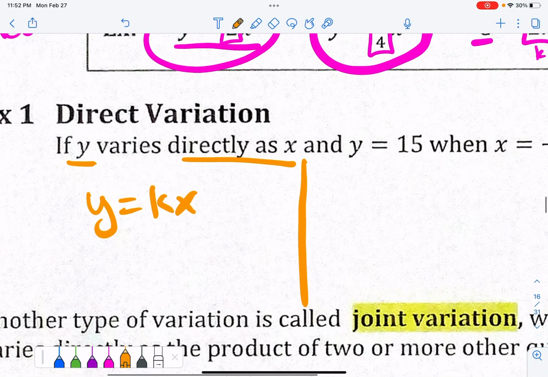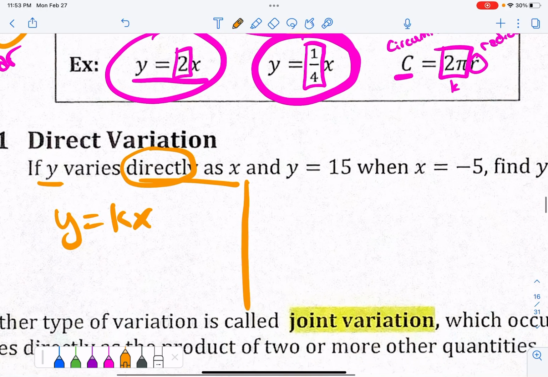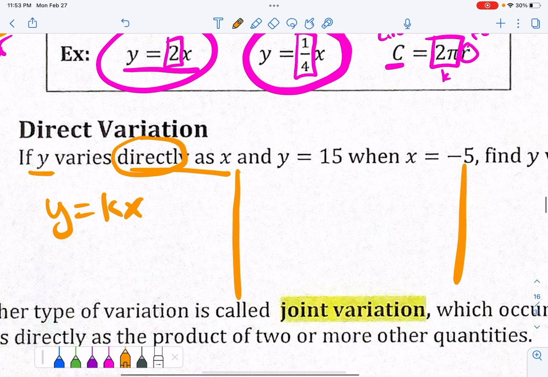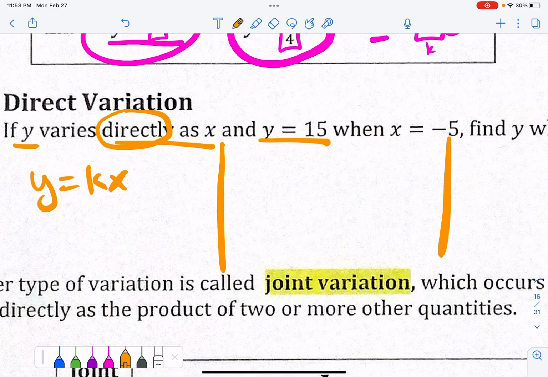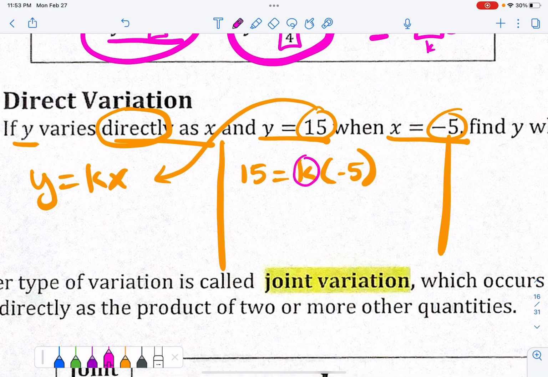So we know that if it's varying directly, we need y equals k times x, just like in this equation up here. That's what we're going to start with. The next step is it says y is 15 when x is -5. So I'm going to plug those in to what I have right now. And if y is 15 and x is -5, I can use that to solve for k. So to get k by itself, I would divide by -5. And then k is going to end up being -3.